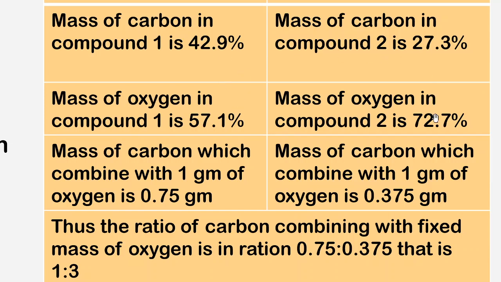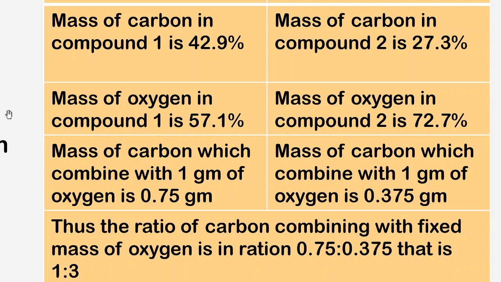Now these values are given in percentage. You can even consider them as grams. This will be 42.9 gram and this will be 57.1 gram, and so it is applicable for these values. Now we have to make one thing constant, either carbon or oxygen. So we are considering the mass of carbon which combines with 1 gram of oxygen. Instead of 57.1 gram, if it is just 1 gram, what will the answer be? If 57.1 gram of oxygen combines with 42.9 gram of carbon, then 1 gram will combine with how much? By cross multiplication, you will get the answer as 0.75 gram.